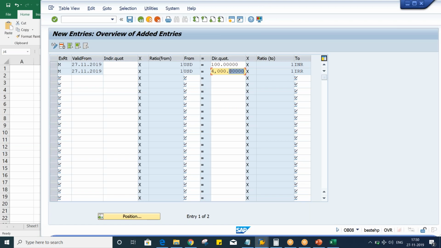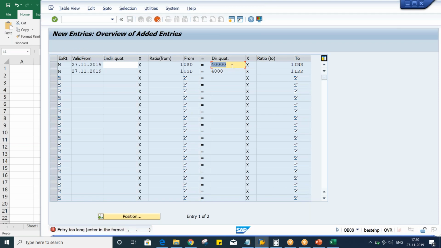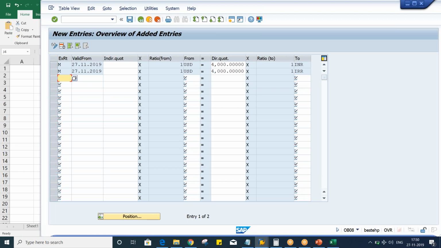Since I don't have configurations for Iranian currencies here, guys, just assume that our Indian currency value itself is quite low. Okay, and 1 USD equals 40,000 Indian currency, right? Let's suppose here I'm going to specify 40,000, but the system is not going to consider 40,000 because the length is too much. So the system is taking 4,000, and you save it. Now the system has taken 1 USD equals 4,000 INR.